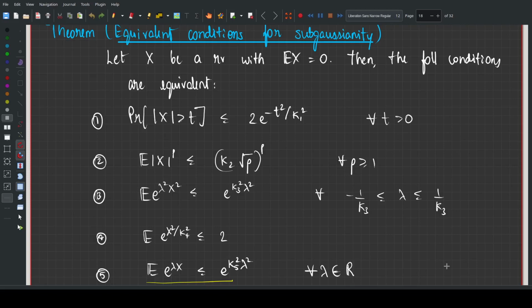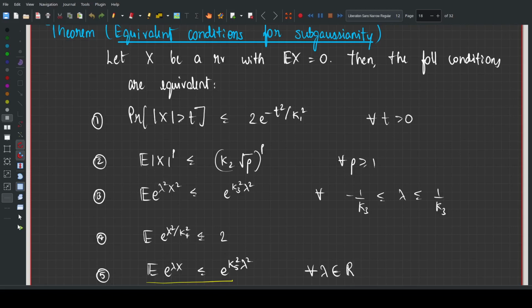The moments are also upper bounded by the moments of some Gaussian random variable with a certain variance. In addition, the expected value of e to the lambda square x square is less than or equal to e to the some constant times lambda square. And this is almost equivalent to saying that the expectation of e to the x square by k4 square is less than or equal to 2.